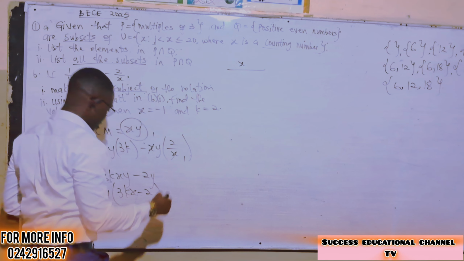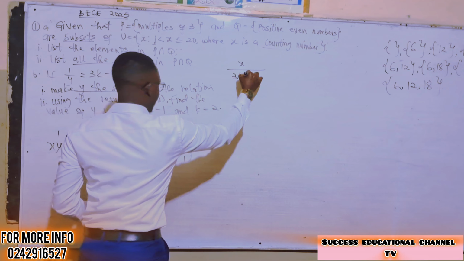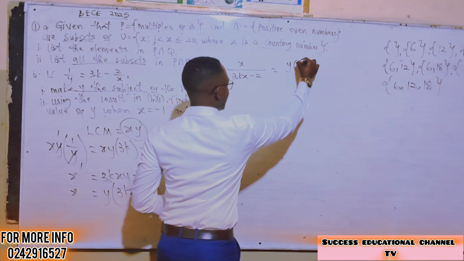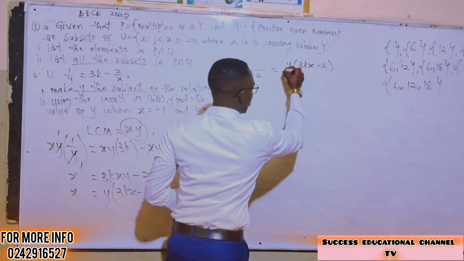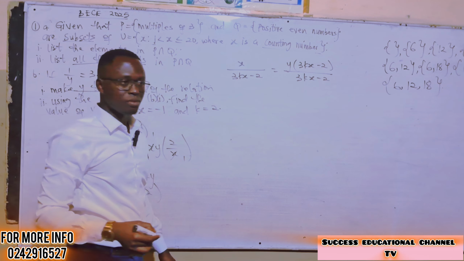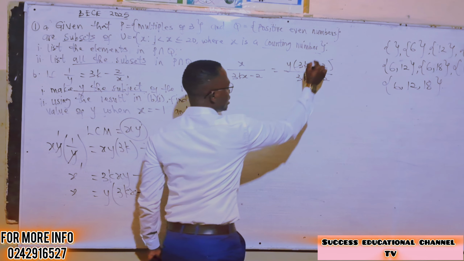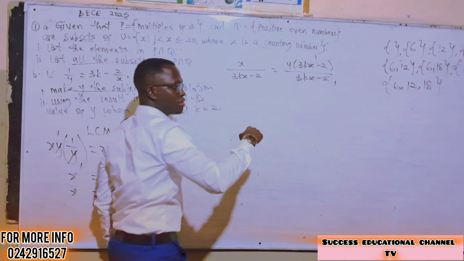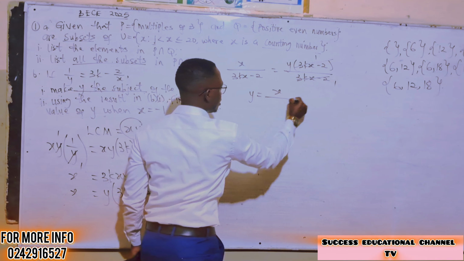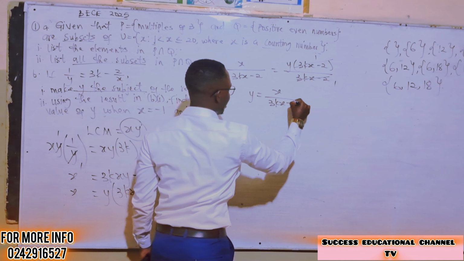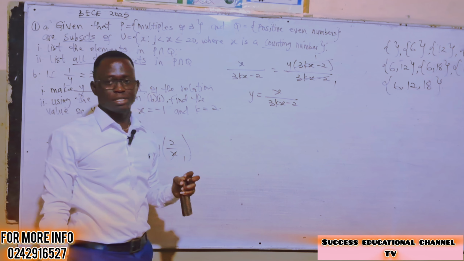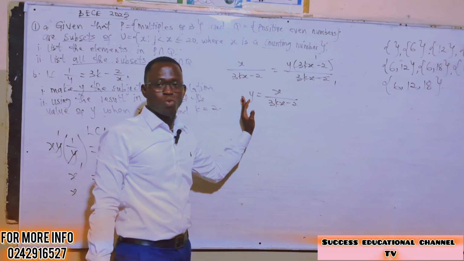x over 3kx minus 2 equal to y multiplying 3kx minus 2 all over 3kx minus 2. So this expression here divides this expression, leaving y alone. So our y is equal to x over 3kx minus 2. This is y being the new subject. So we have our new subject, which is y.